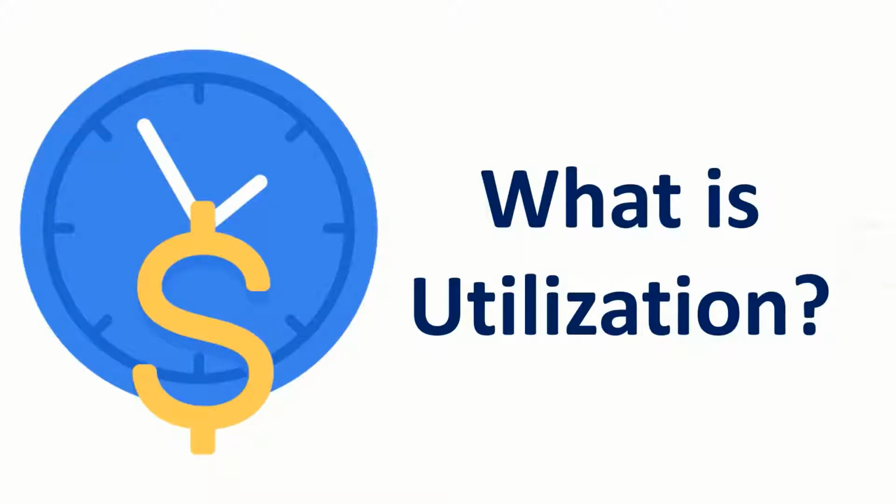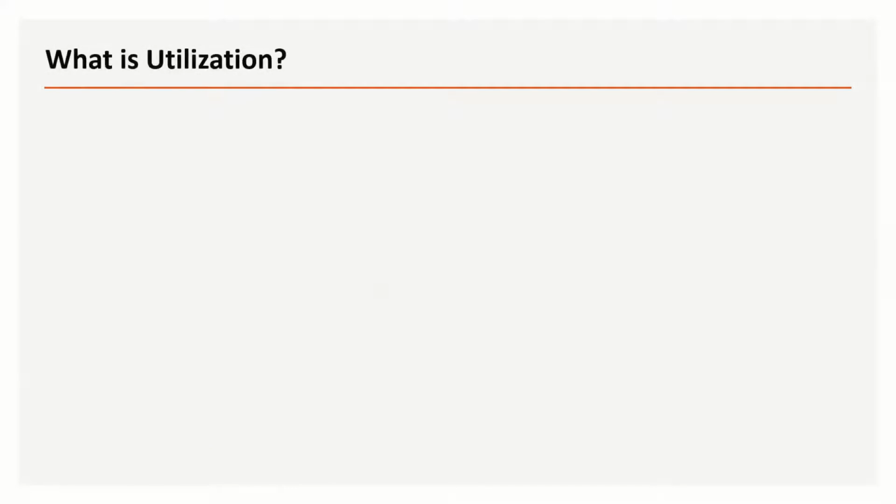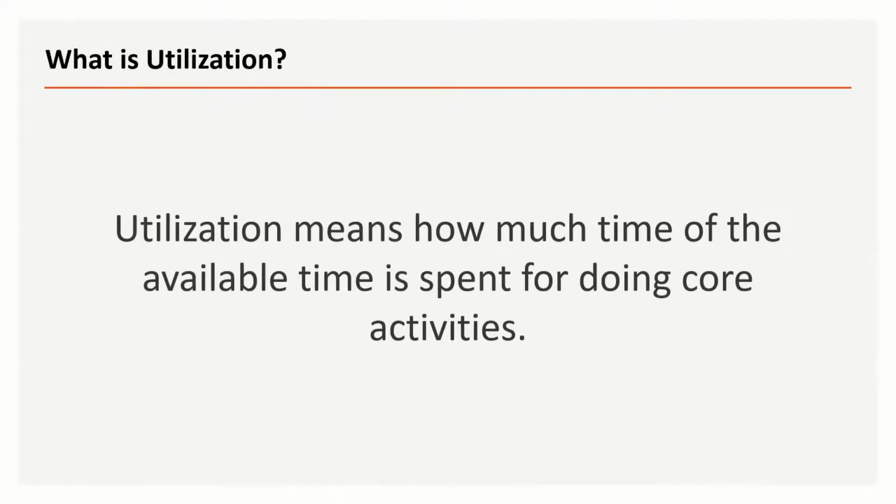Anyway, let's talk about utilization. Utilization is the third most important key performance indicator after productivity and efficiency. What do we mean by utilization? Simply put, utilization means how much time of the available time is spent for doing core activities. Now, there are a couple of things I want you to pay attention to here. For example, available time, time spent, and the core activities.